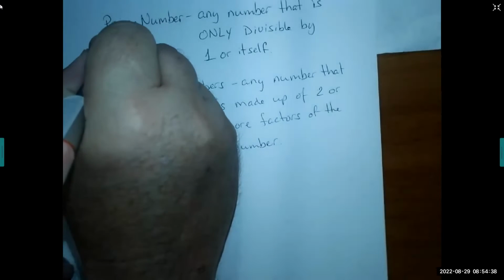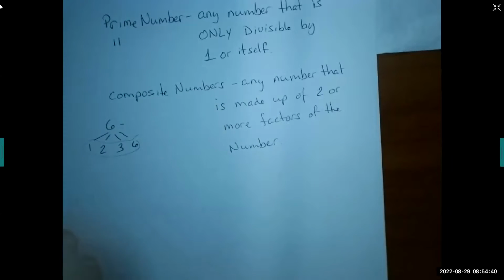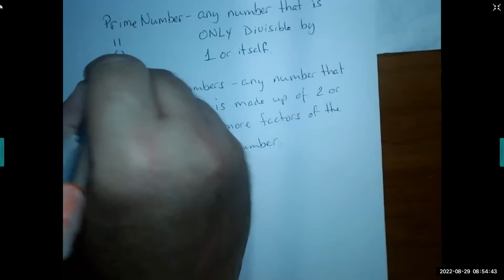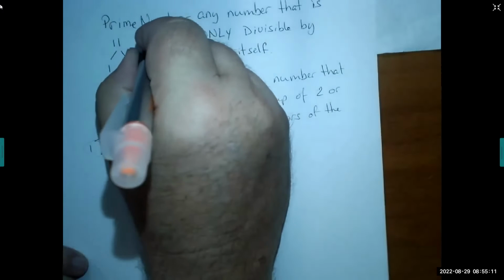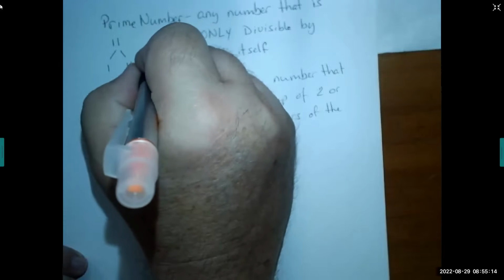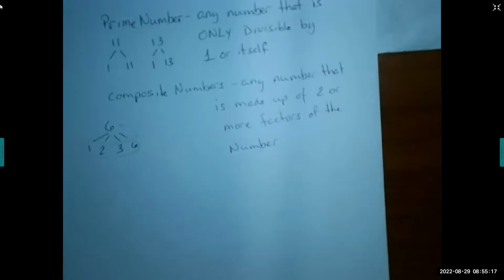The number 11 is a prime number because the only thing that fits into 11 is 1 times 11. It can't be separated any further. How about 13? Is 13 a prime number or composite? Thirteen is a prime number because the only thing that goes inside there is 1 times 13. It can't be broken down any further.